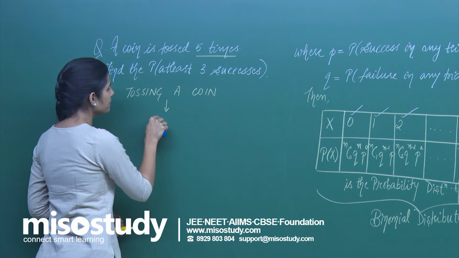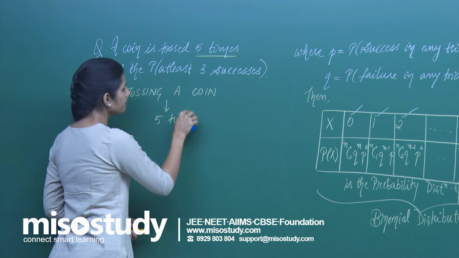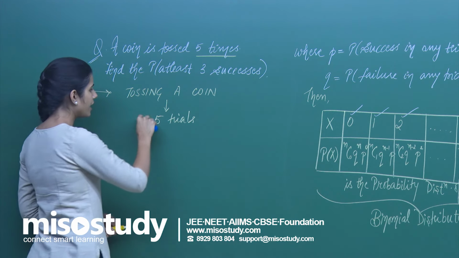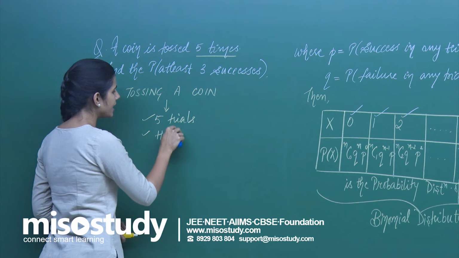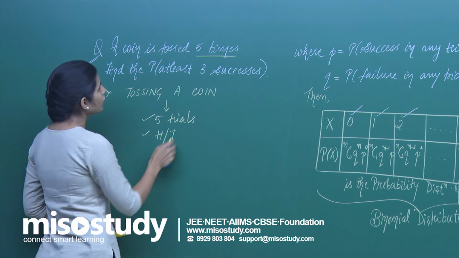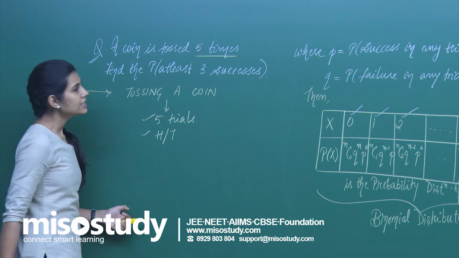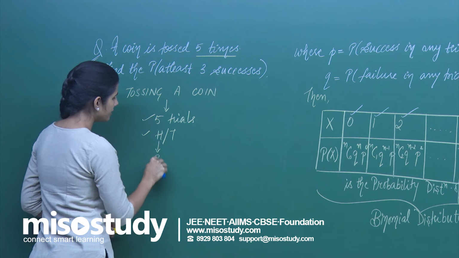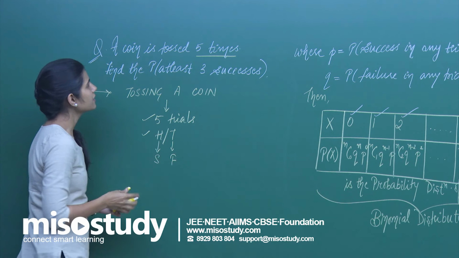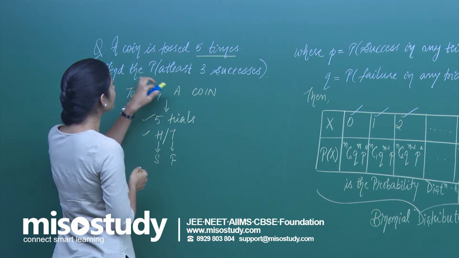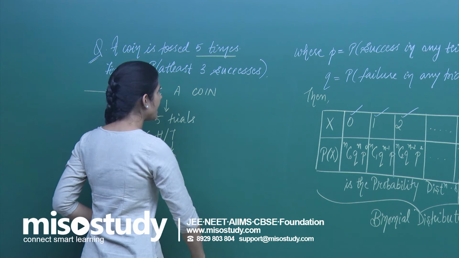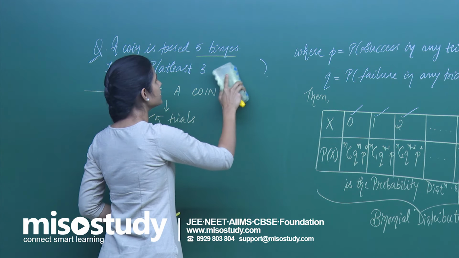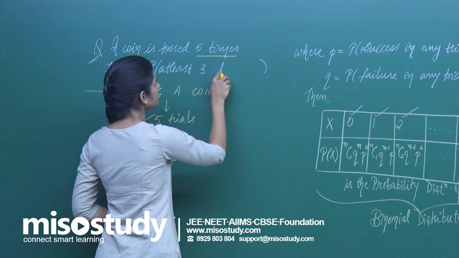This you already know is a dichotomous experiment. 5 trials are being performed. 5 is a finite number. In each trial you are getting either a head or a tail as the outcome. Because I am being asked at least 3 successes, I am saying let this be success, let this be failure. It's given in the question. A coin is tossed 5 times, find the probability of at least 3 heads.